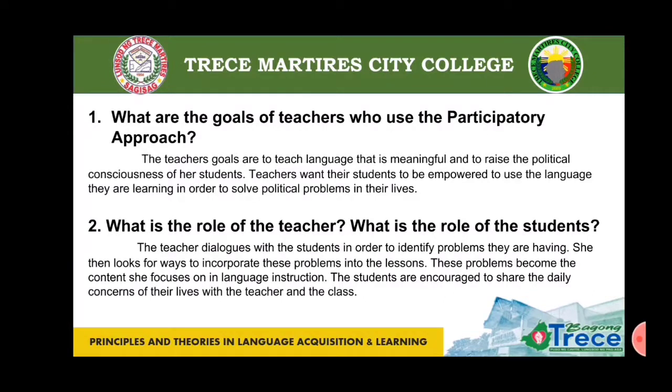So, for the next, what is the role of the teacher? What is the role of the students? So, the answer is, the teacher dialogues with the students in order to identify problems they are having. They then look for ways to incorporate these problems into the lessons. These problems become the content she focuses on in language construction. The students are encouraged to share the daily concerns of their lives with the teacher and the class.